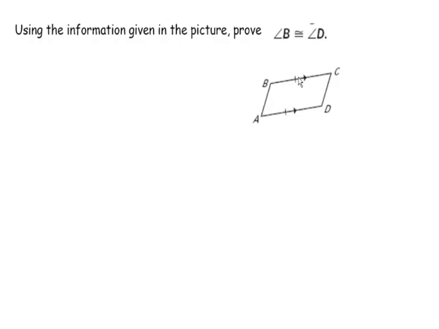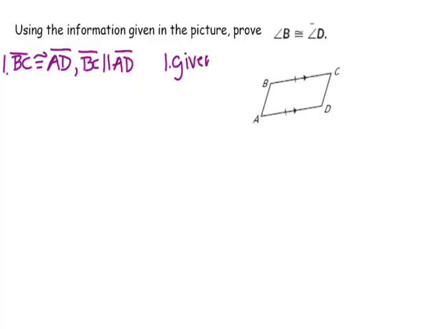Okay, so we need to prove that angle B is congruent to angle D. That's our goal. And we know that side BC is congruent to side AD, so let's write this down. 1, we know that BC is congruent to AD, and we also know from the diagram that BC is parallel to AD. Because it's marked in the diagram, that means that it is a given. Well, if that's true, then what does that mean? Well, if I have one pair of sides that are both parallel and congruent, then I have a parallelogram.